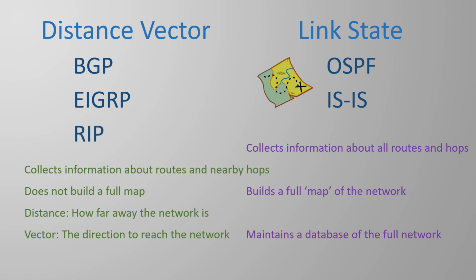In this example, the distance is how far away the network is, and the vector is the direction the network is in. The network direction, you might say. And that's how we get the name distance vector. This makes distance vector routing protocols less like a map and more like signposts pointing the way. If a router gets an update for the same network from two different neighbors, it will look at the distance and use the path that it thinks is better. We'll see this in detail soon.